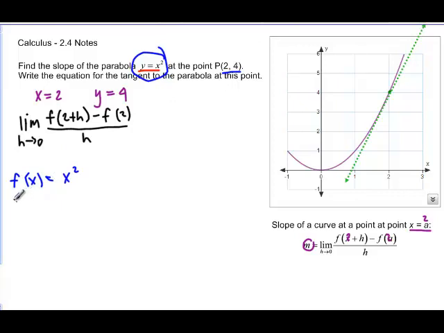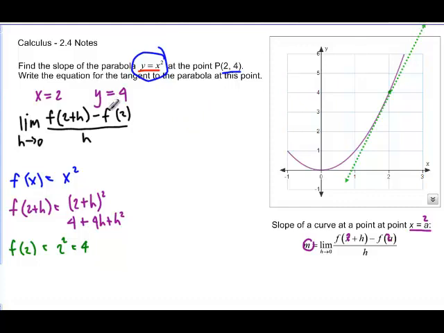f of 2 plus h would look like 2 plus h squared. Everywhere that you see x, you put 2 plus h in. And FOIL it out. So you're going to have 4 plus 4h plus h squared. And then the last one is the function at 2, f of 2. And again, everywhere we see x, we put a 2 in its place. So it's 2 squared, which is 4.